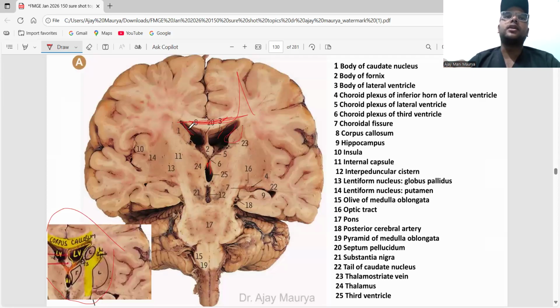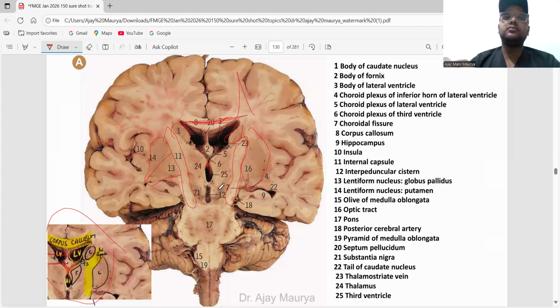This is the caudate nucleus, C-shaped here. And also see here, this is the internal capsule. And remember, this is the lentiform nucleus. The lentiform nucleus has two parts: globus pallidus and the putamen. These are the things you have to remember.